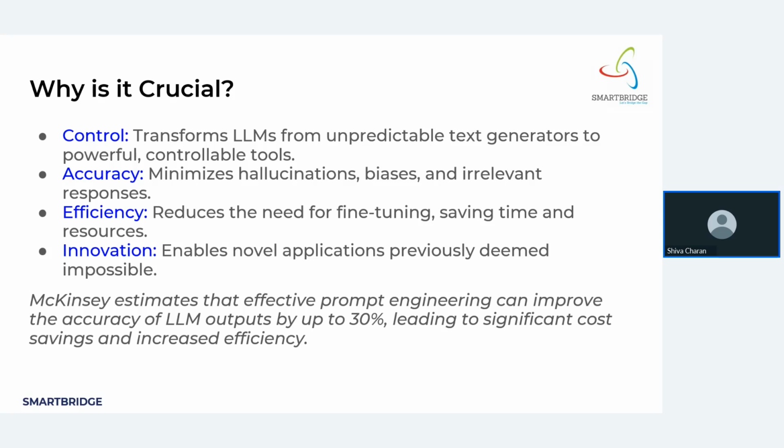In prompt engineering, one of the things which is crucial is accuracy, and efficiency. It will improve the efficiency and innovation also. For efficiency, what it is saying is it reduces the need for fine tuning, saving time and resources. And for innovation, it enables novel applications previously deemed impossible.